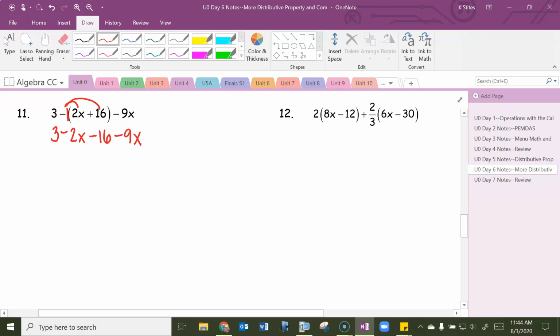Okay, and again, we've got some like terms here. Start with your x's. The 2x has a negative in front of it, so that's -2x minus 9x. -2x minus 9x is -11x. Okay, and then my numbers, I have a +3 minus 16. 3 minus 16 is -13.